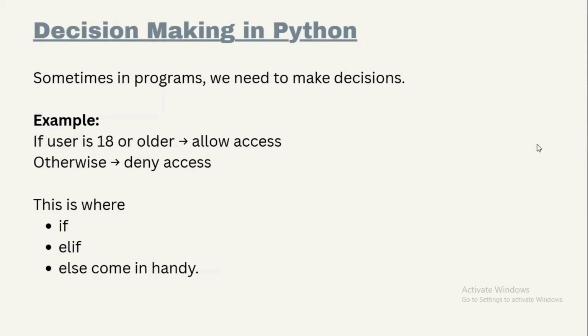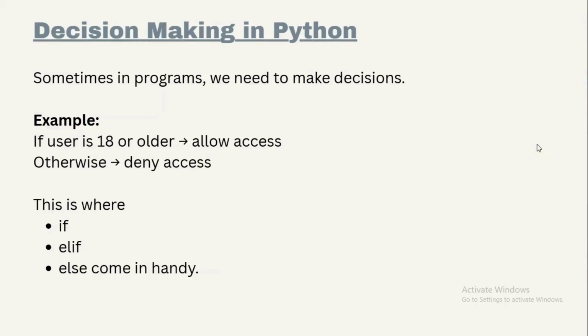So let's understand this via an example. If the user's age is 18 or older, then in the system we will allow the access. Otherwise, we will deny the access. This is just an example. In real life, there are a lot of places where we need to check the user's age, like in the voting system. If the user is 18 or older, only in that case will we allow the person to vote. Otherwise, children are not allowed to vote.